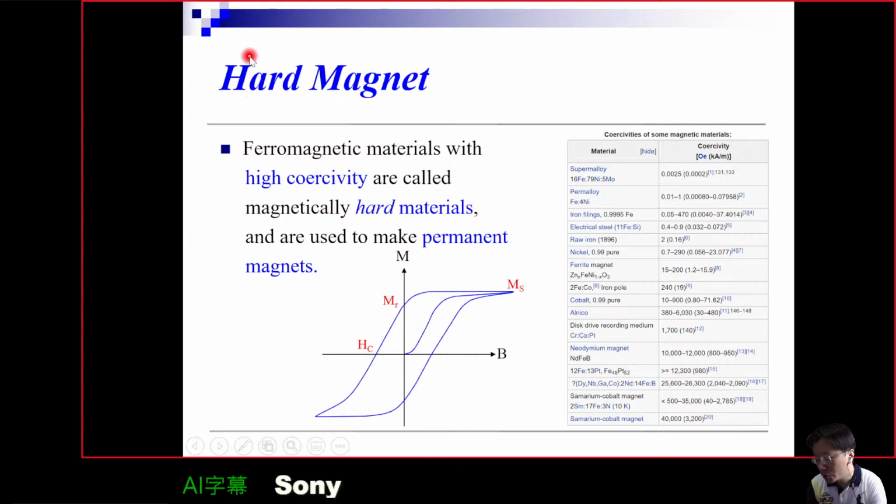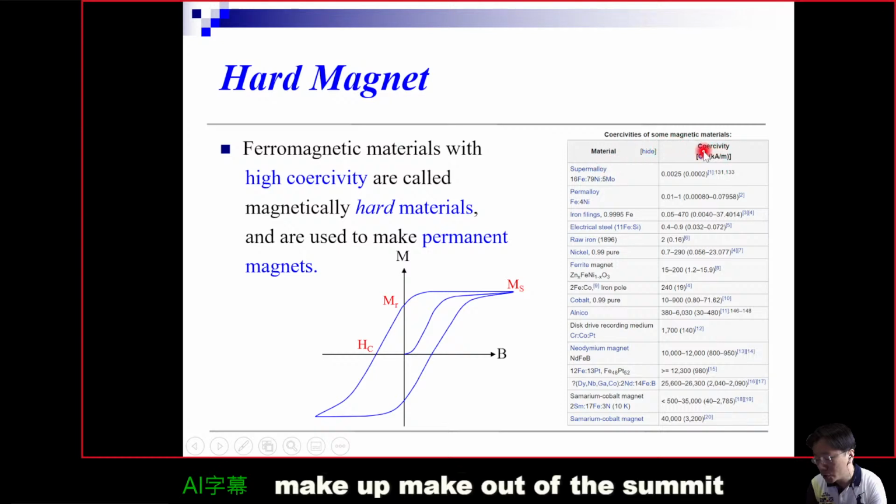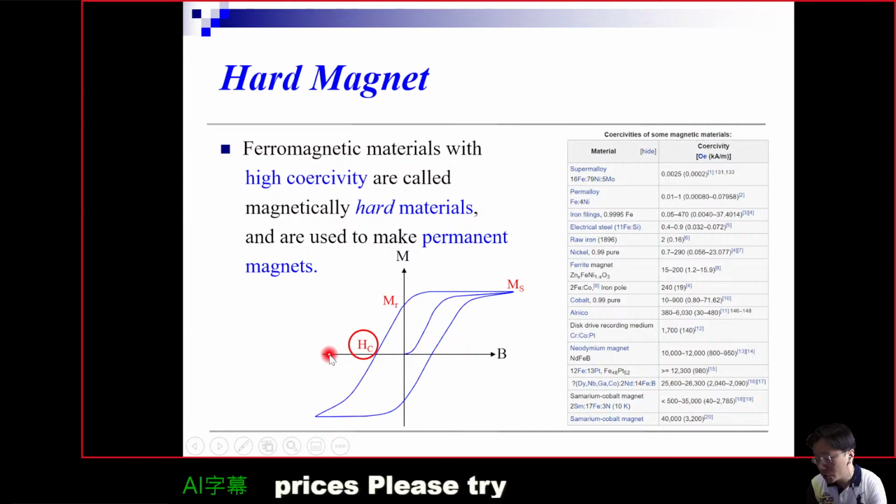So the hard magnet, in the physics we already talked about, is the ferromagnetic material. The ferromagnetic material with high coercivity is called magnetically hard material, and it is used to make permanent magnets. Shown here is a list of some magnetic materials and their coercivity. Okay, let me explain. The coercivity is defined when we try to apply an external magnetic field, such as here on the x-axis.